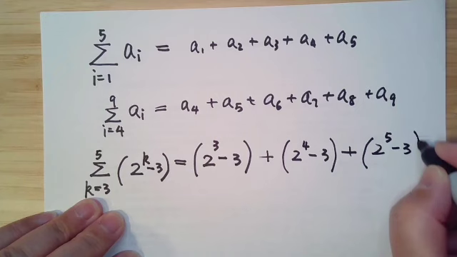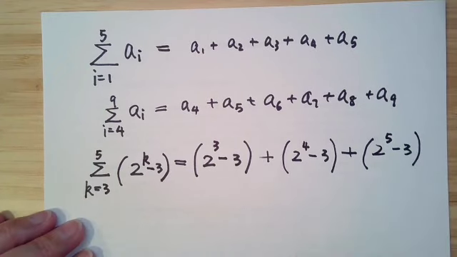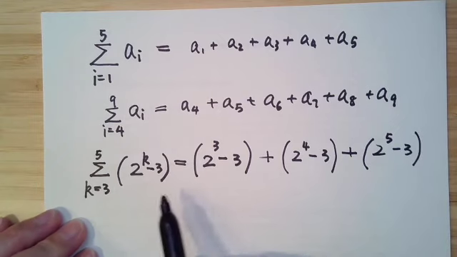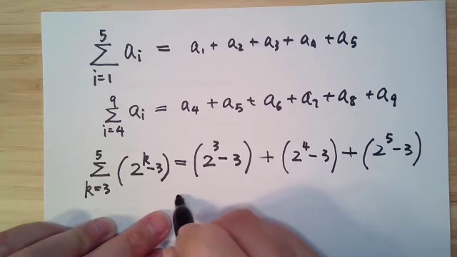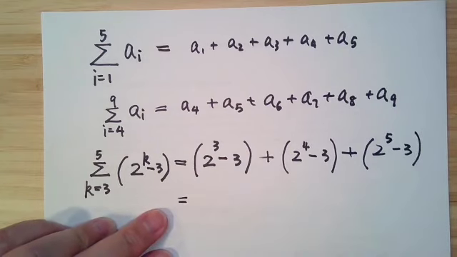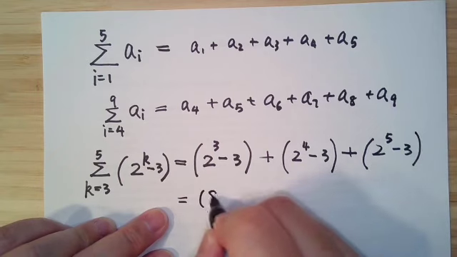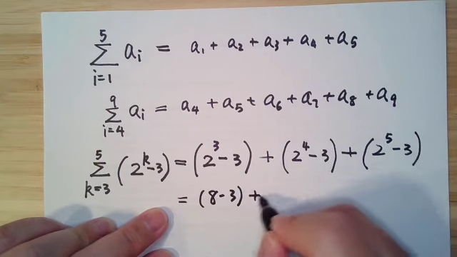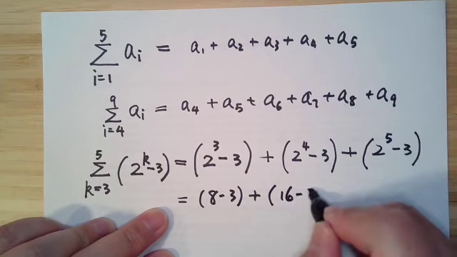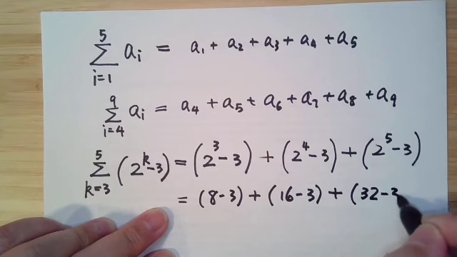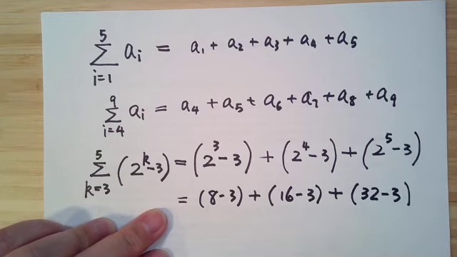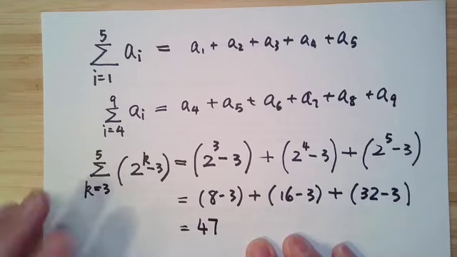minus 3. So this is very clear that we're going to get the summation of this many terms, and k goes from 3 to 5. So 2 to the 3rd is 8, so that is 8 minus 3, and then 2 to the 4th is 16 minus 3, and then 2 to the 5th is 32 minus 3. Then you calculate this, and the answer is 47. So that's how you figure this out.